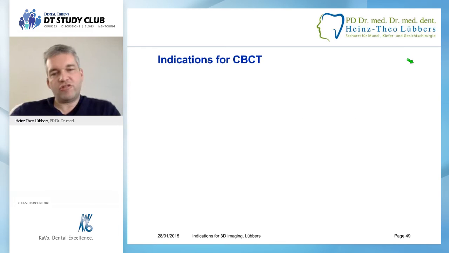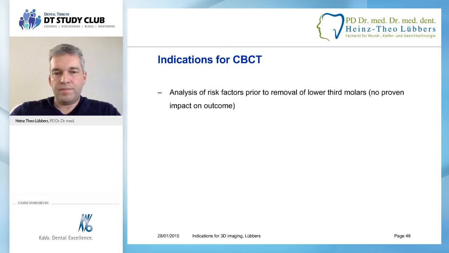So what are the indications? Let's put it together for cone beam CT. We can analyze risk factors prior to removal of lower third molars. There's no proven impact on outcomes. Some studies show that there's no impact, but it's always difficult to show the absence of something. So we might never see it really clearly, but we can get a lot of information out of it for informed consent and for technical aspects of the surgery.